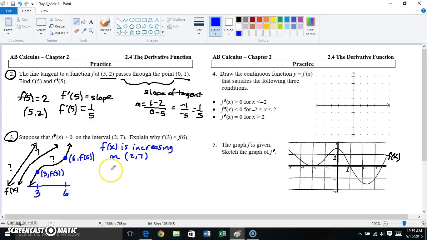All right, so since 2 is less than 3, is less than 4, is less than 5, is less than 6, is less than 7, right? Thinking of that on your x-axis. f of 2 must be less than f of 3, must be less than f of 4. And continuing on.